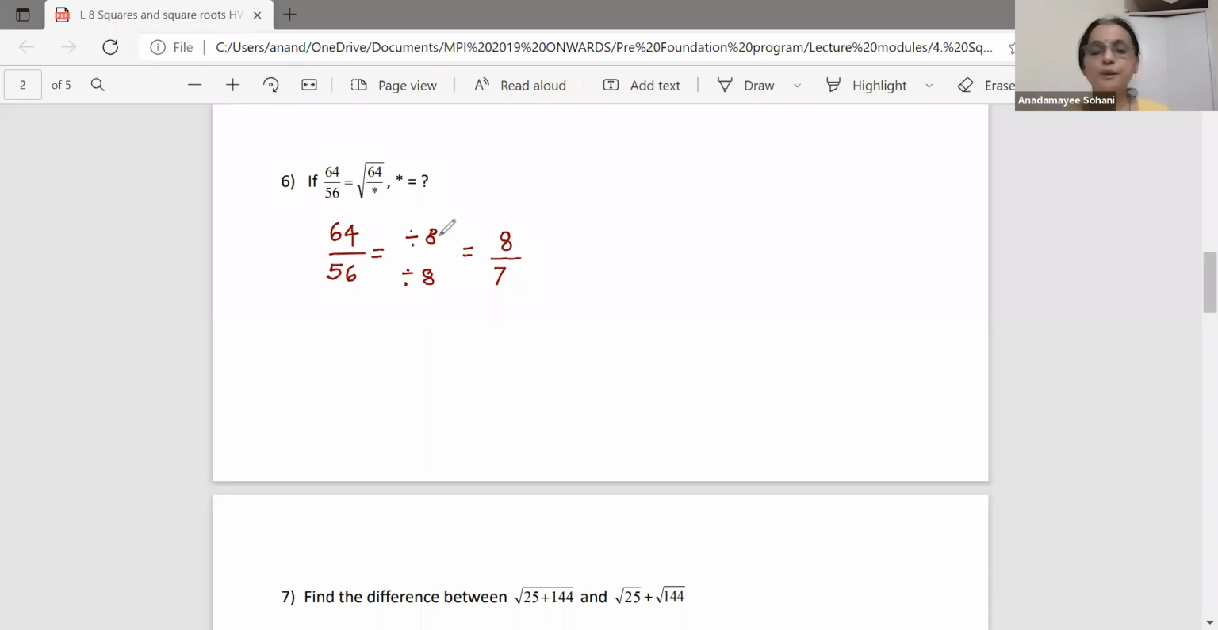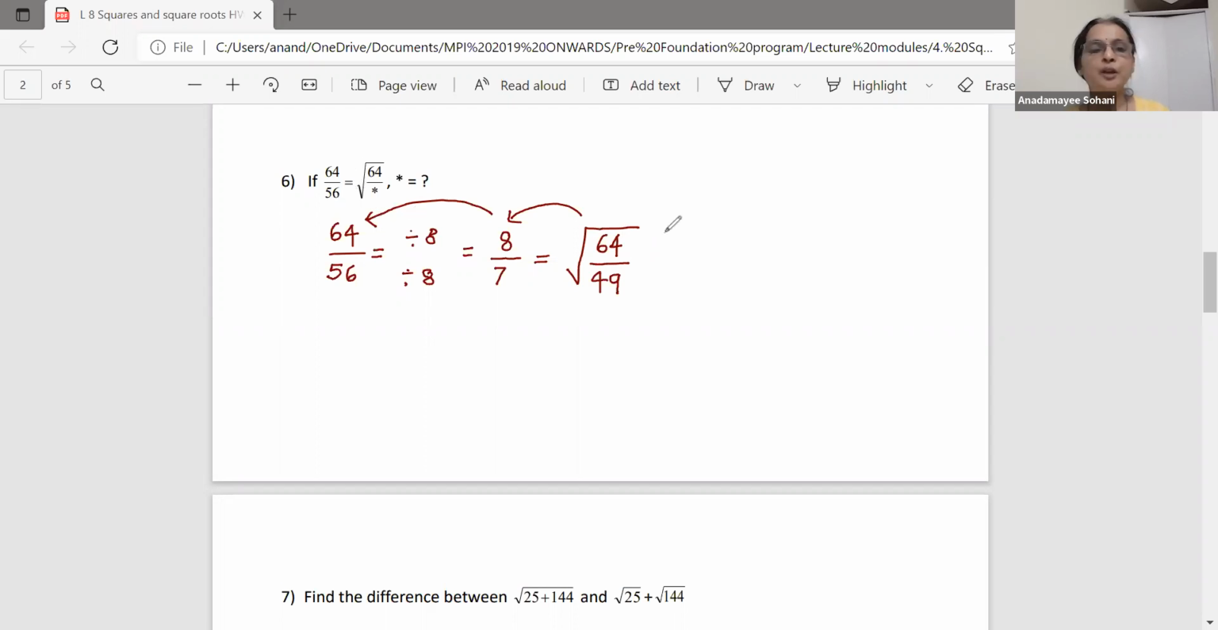So 8 is the, you can say, the common factor by which I'm bringing it down to the lowest form. And now 8 upon 7 is under root of 8 is under root of 64. And what is 7? It is under root of 49. So under root of 64 upon 49 will be 8 upon 7, which is equal to 64 upon 56. That is one way of doing it.